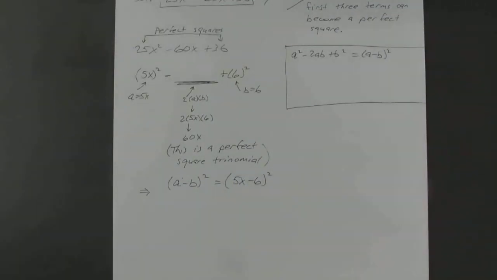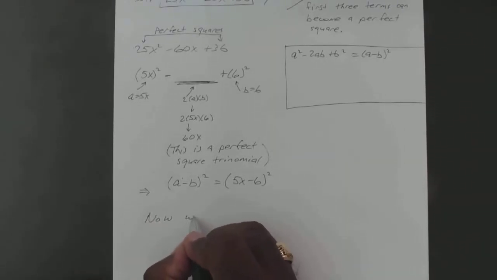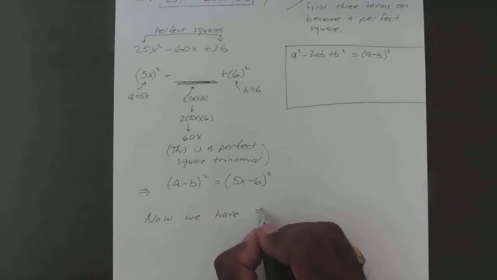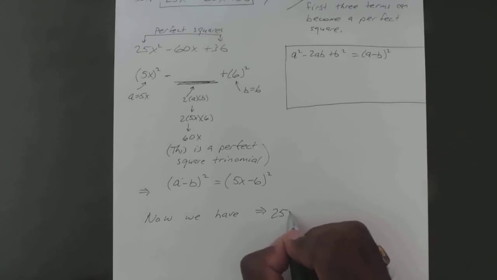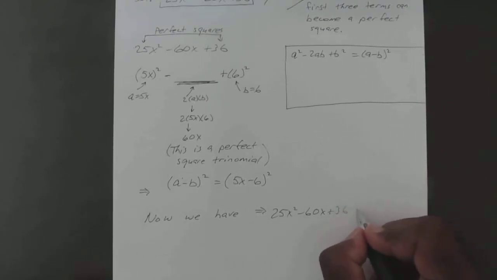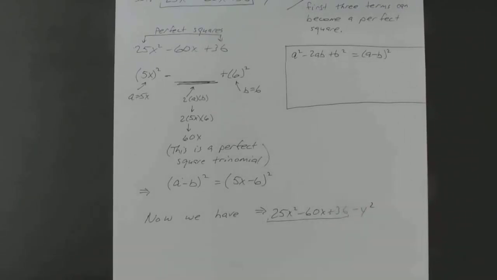Now that we have those first three in a perfect square, now we have 25x squared minus 60x plus 36 minus y squared. Remember, we kind of mess with those.